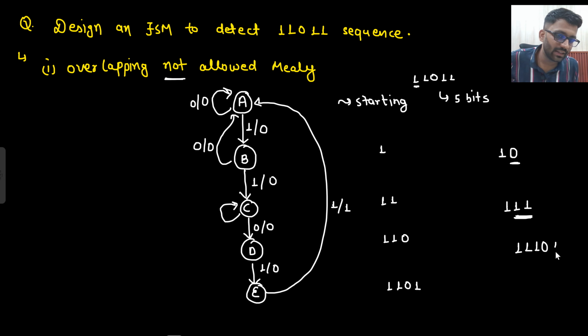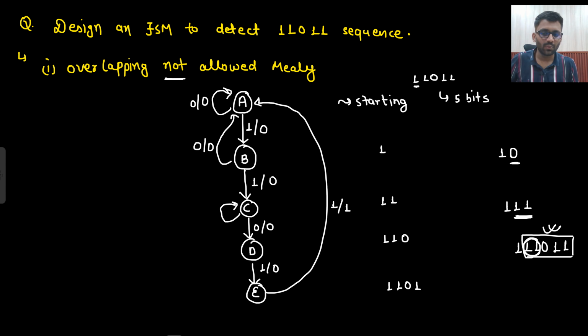Because let's just say I get this sequence. My first applied input was 1, then again 1, then again 1, then 0, then again 1, then again 1. So here it will say that the sequence has been detected. These 2 bits have been used, and it will start from C only. After C, it will see that 0 is applied, I will go to D. After that, it will see that 1 is applied, I will go to E. After that, it will see that 1 is applied again, I will go back to A.